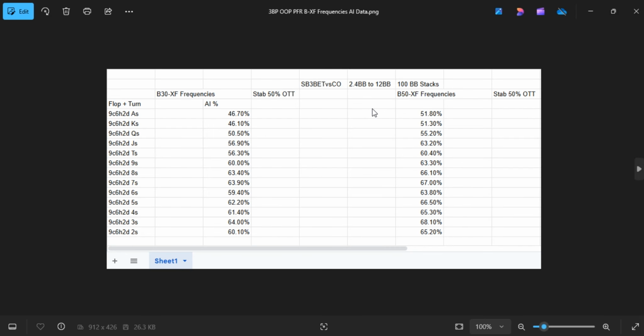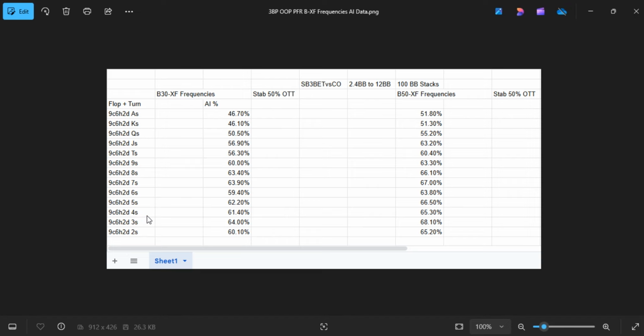So this is the 3-bet pot, out of position pre-flop raiser, bet-check-fold frequencies, small blind versus cutoff. What do you guys notice? You notice that the turn card is a huge factor in the check-fold frequencies from the out of position player. Why is the turn card such a big factor?